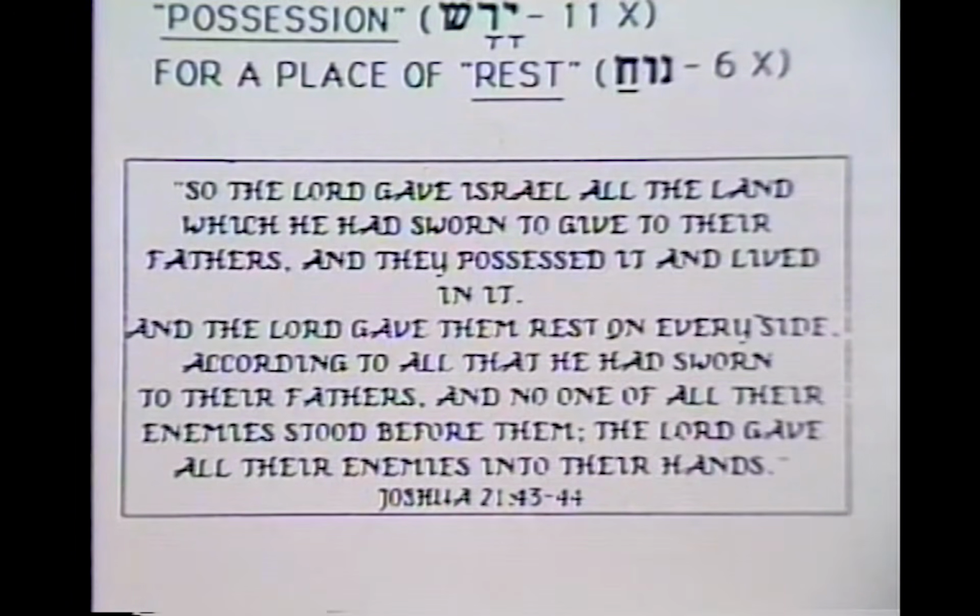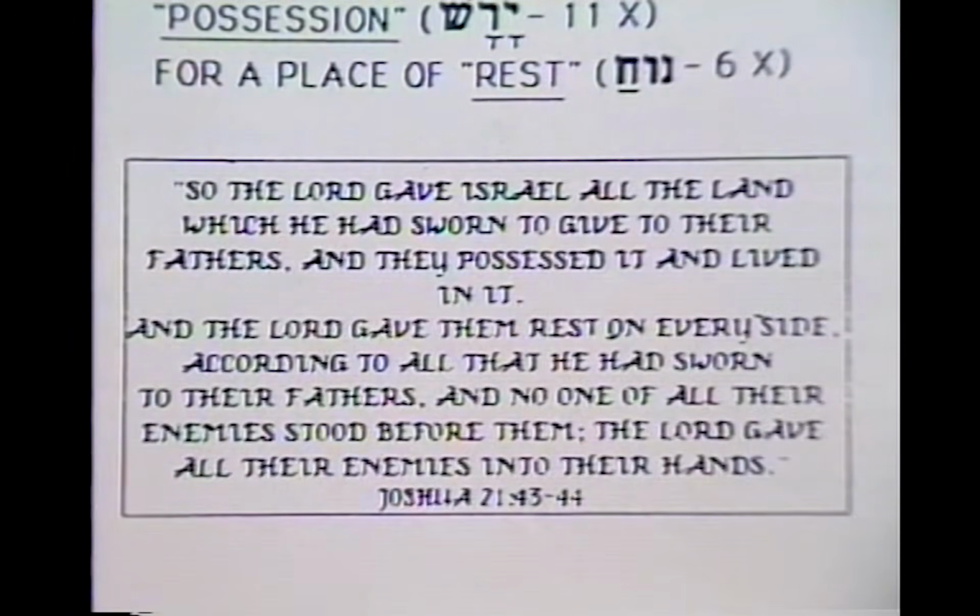For example, Joshua 21:43-44 says, "So the Lord gave," there's one of our key words, "to Israel all the land," there's another one of our key words, "which He swore to give to their fathers, and they possessed it," another key word, "and lived in it, and the Lord gave them rest on every side, according to all that He had sworn to their fathers. And no one of all their enemies stood before them. The Lord gave all their enemies into their hands."